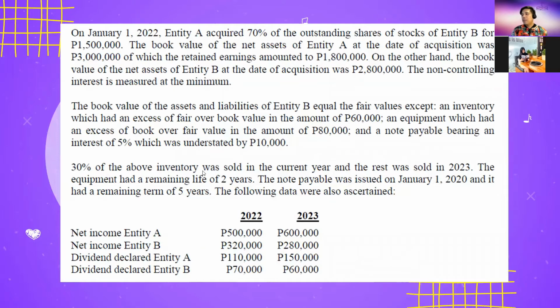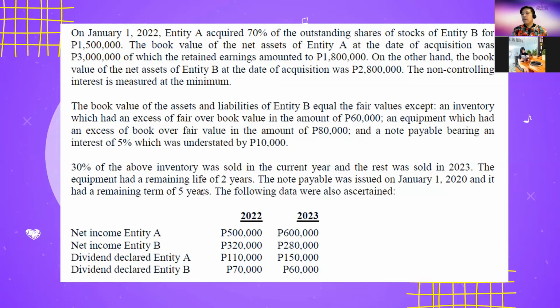30% of the above inventory was sold in the current year and the rest was sold in 2023. O ito class. So when the problem is silent, kasi kung ito sumisigaw, sabi niya 30% binenta ng current year and the rest was sold in the following year. So if the problem is silent, let's assume that all of this inventory was sold in the current year. So yun na, tandaan natin lagi yun.